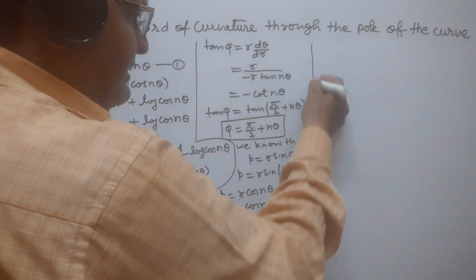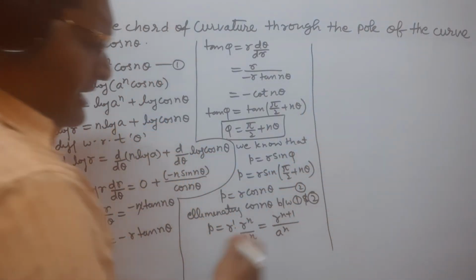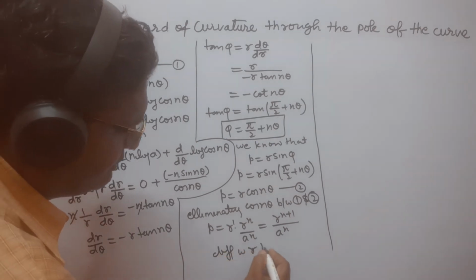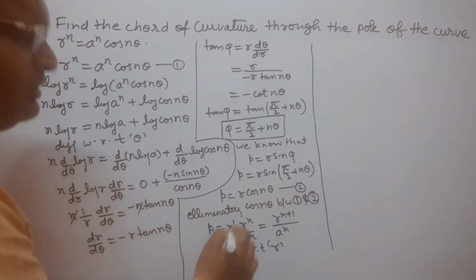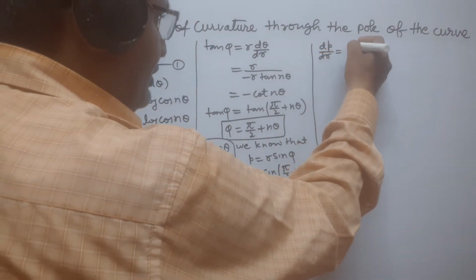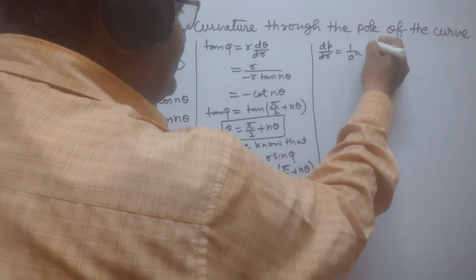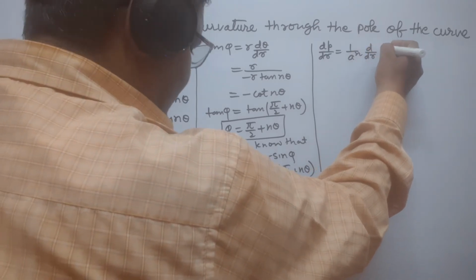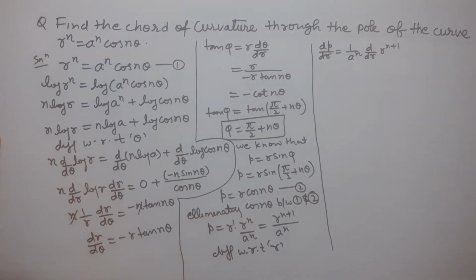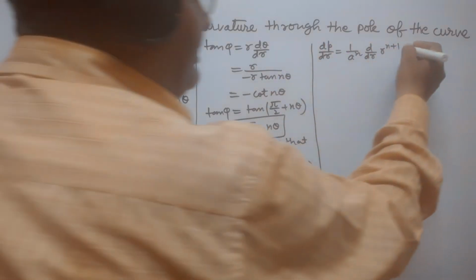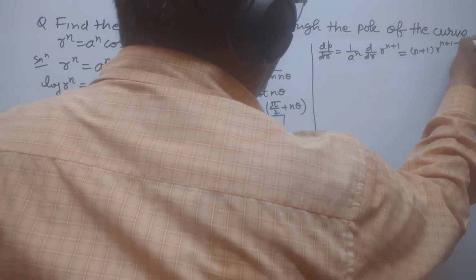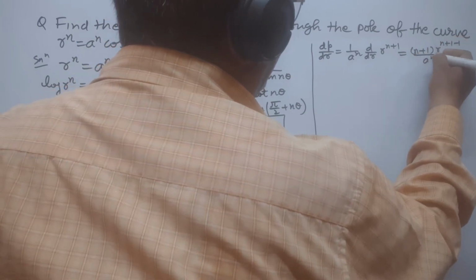Now we find dp upon dr. So differentiate with respect to r here. We get dp upon dr is equal to 1 upon a to the power n, which is constant here, and the differentiation of r to the power n plus 1 with respect to r is n plus 1 multiplied by r to the power n plus 1 minus 1, upon a to the power n.